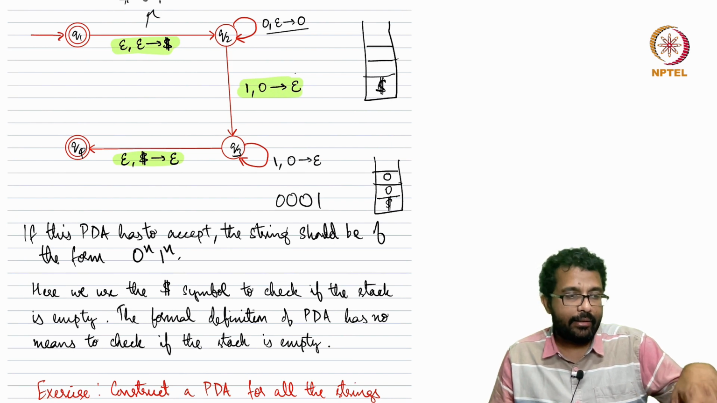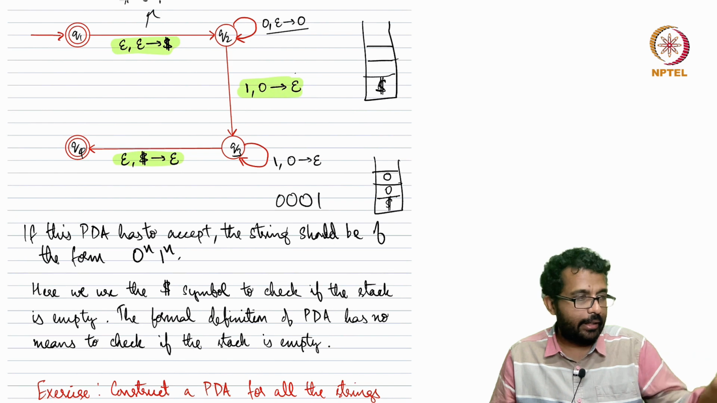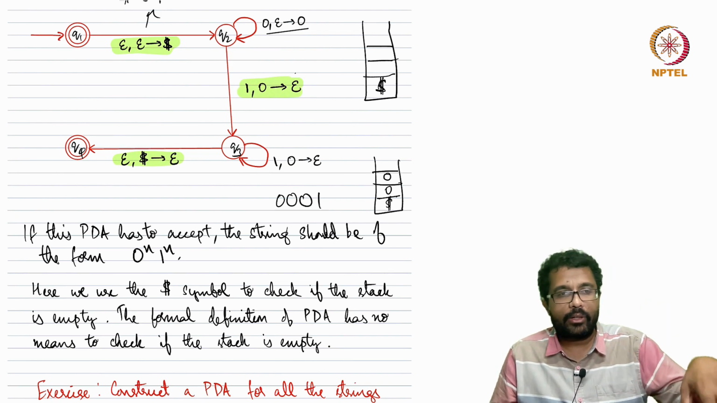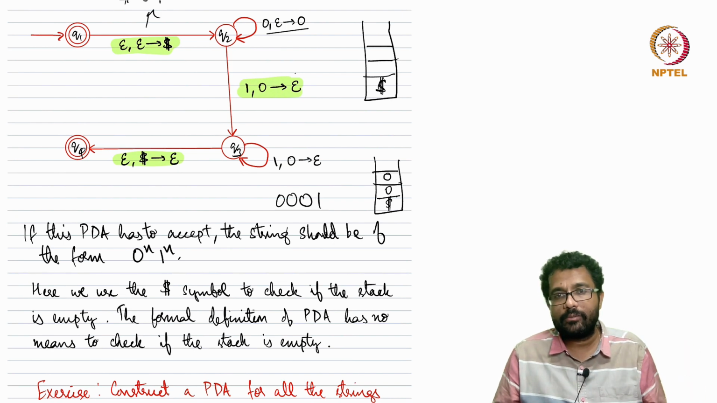That tells you that you have pushed some zeros, and you have popped all the zeros. Now we are at the end. Whatever we have pushed, we have popped. This we need to know.